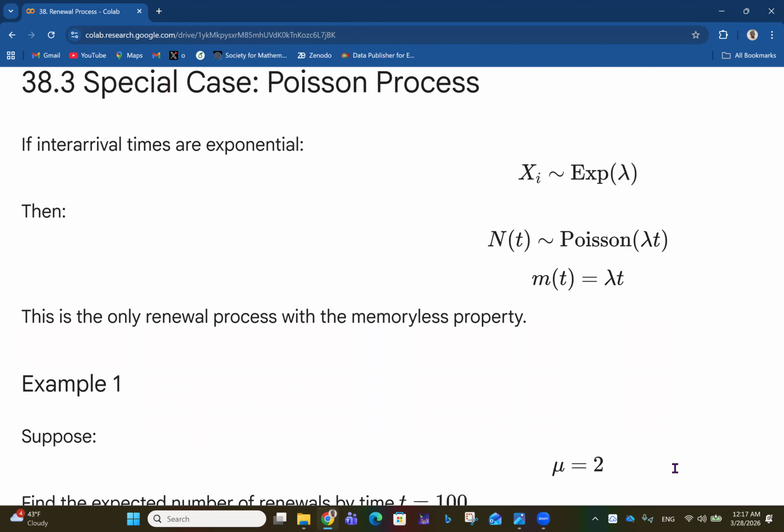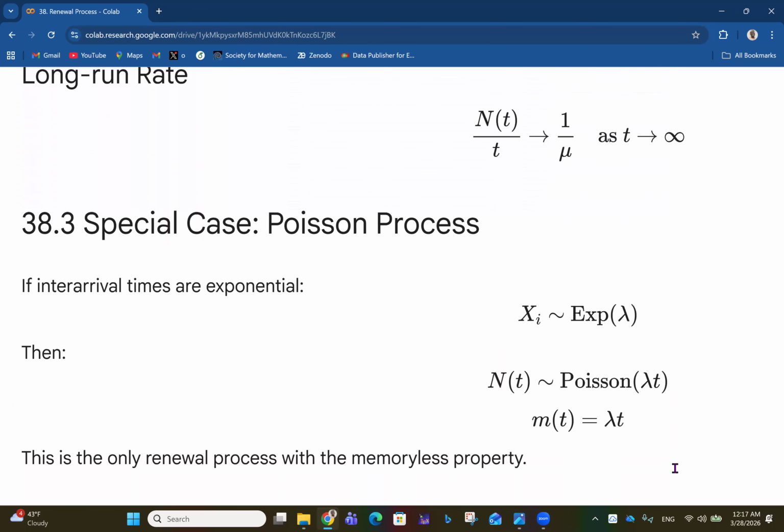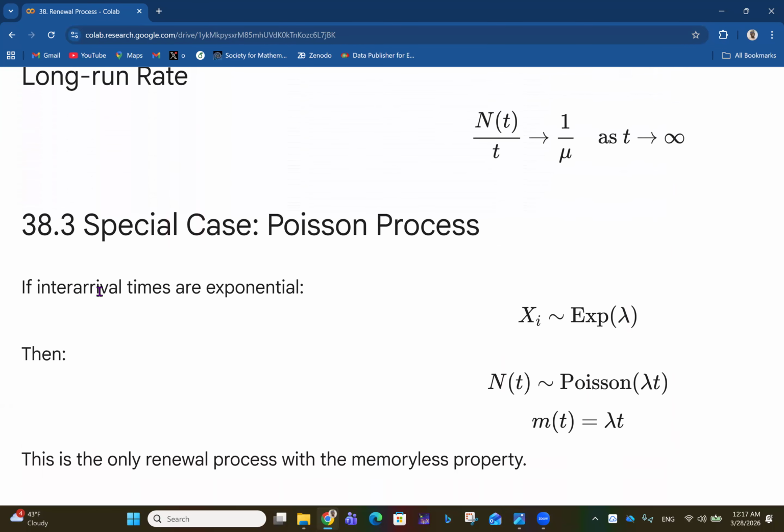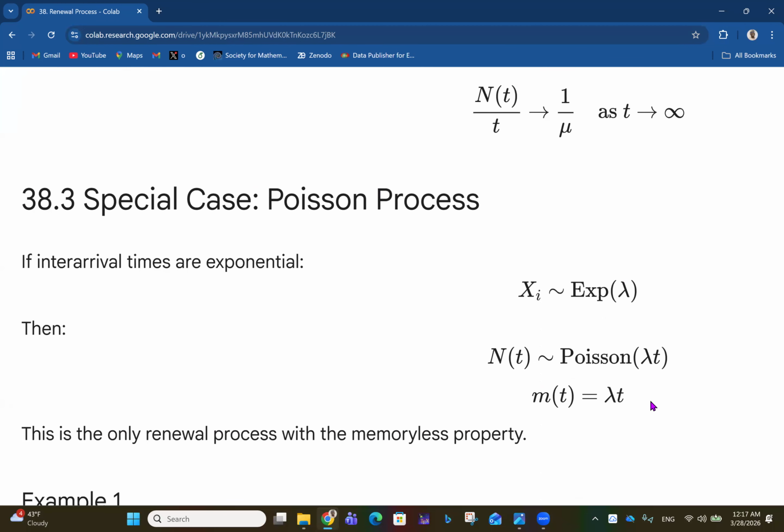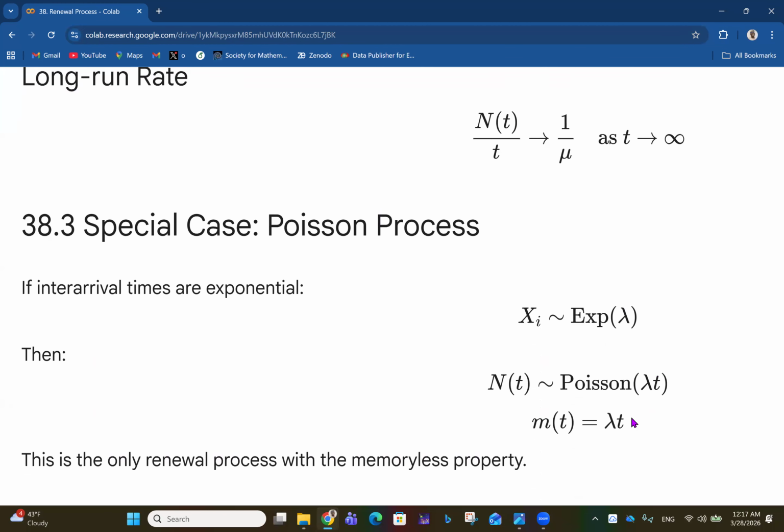Then we have a special case of a renewal process, the Poisson process. If interarrival times are exponential, as we know for Poisson processes, that means Xi is exponentially distributed with parameter lambda, and then N(t) follows a Poisson distribution with parameter lambda t. In that case m(t) is lambda t, because we know m(t) is the expected value of N(t), and the expected value of a Poisson distribution is lambda t. So this is the only renewal process with the memoryless property. Other renewal processes do not necessarily have the memoryless property.